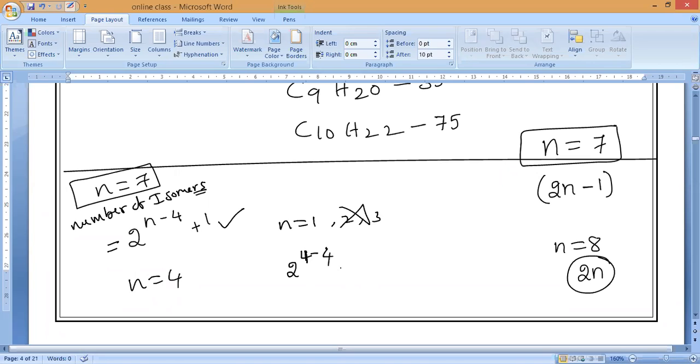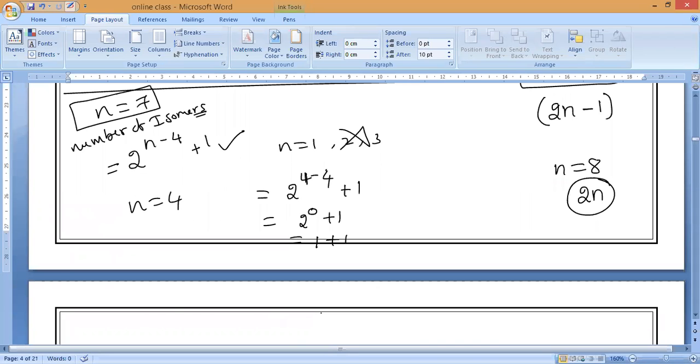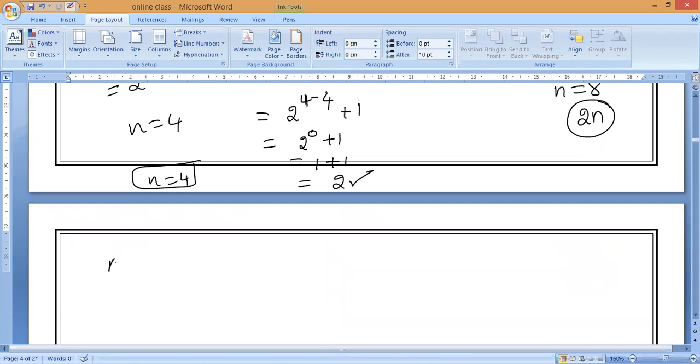So 4 minus 4 plus 1, which equals 2 power 0 plus 1. As we know, 2 power 0 means 1. 1 plus 1 equals 2. So for n equals to 4, what is the number of isomers? Check it. 2. Is it correct or not? Yes? Sir, 2n minus 1.